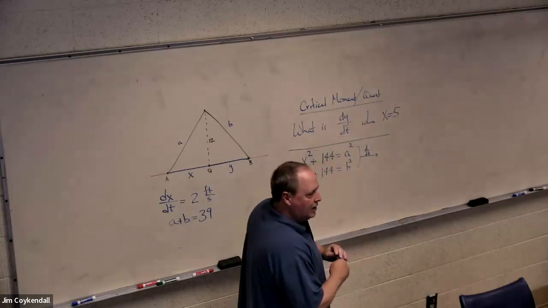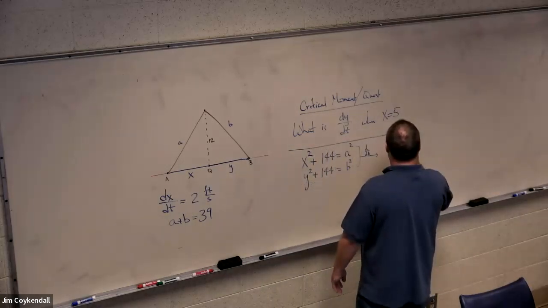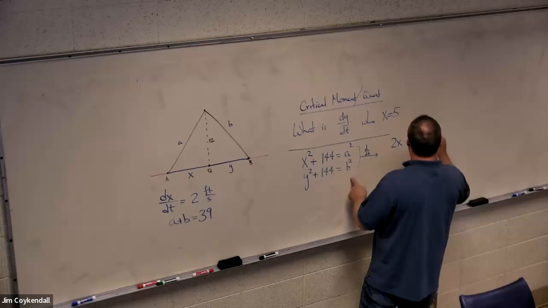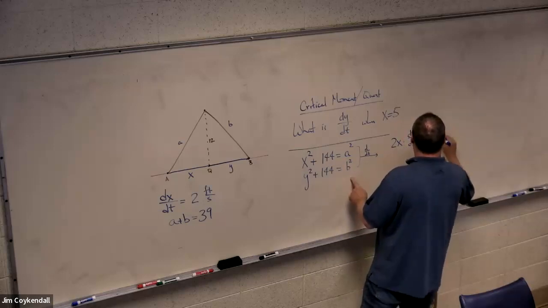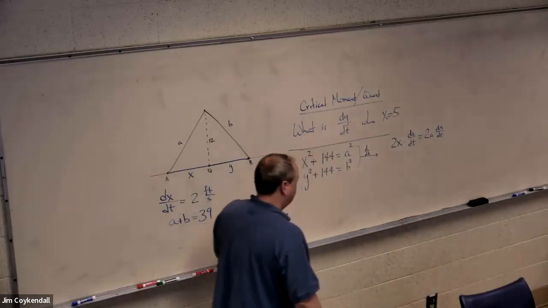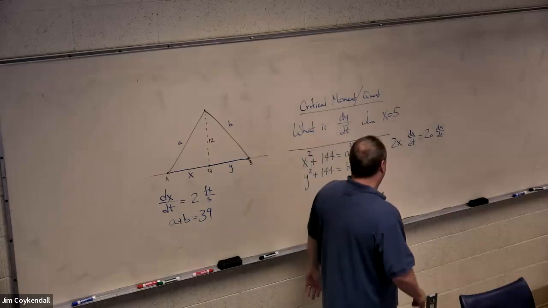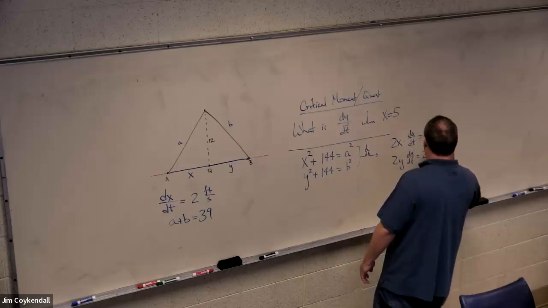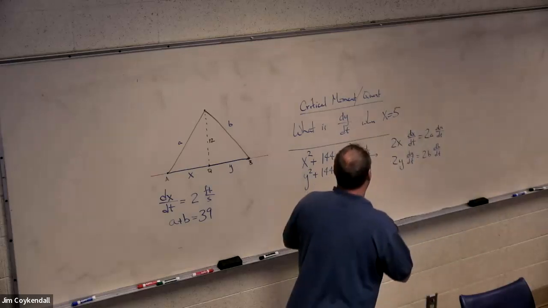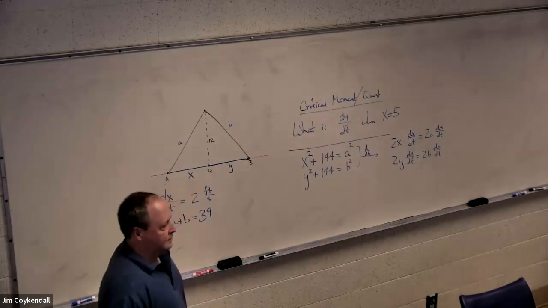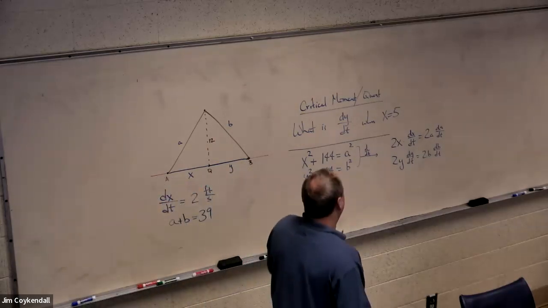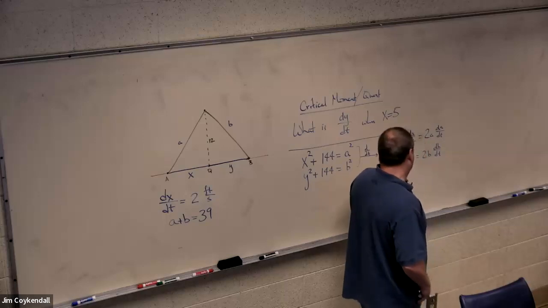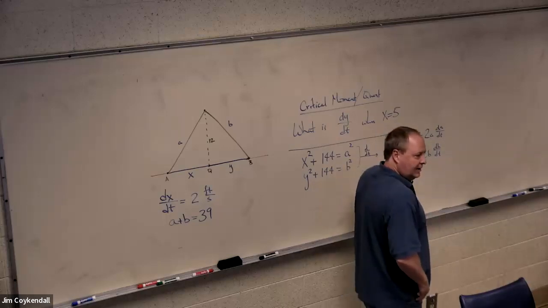What's the derivative of this? Derivative of x squared is 2x dx/dt, and this is 2a da/dt. Let's do this. Now, what we're looking for is dy/dt. Unfortunately, I don't know what y is. I don't know what b is or what db/dt is, right?